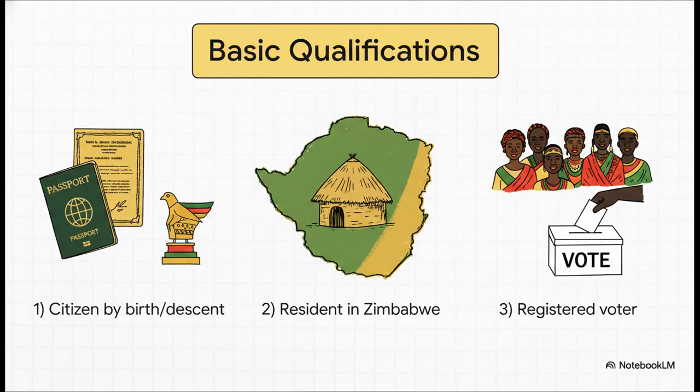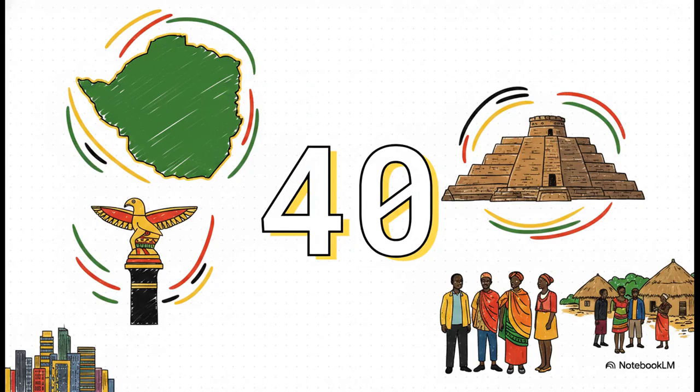First, you must be a Zimbabwean citizen by birth or by descent. Second, you have to normally live right here in Zimbabwe. And third, you absolutely must be a registered voter. Oh, and there is an important number to remember: 40. You have to be at least 40 years old. Now, why 40? Well, it's to make sure the leader brings the wisdom, maturity, and life experience of a community elder. They really need to have lived enough life to make wise choices for all of us.